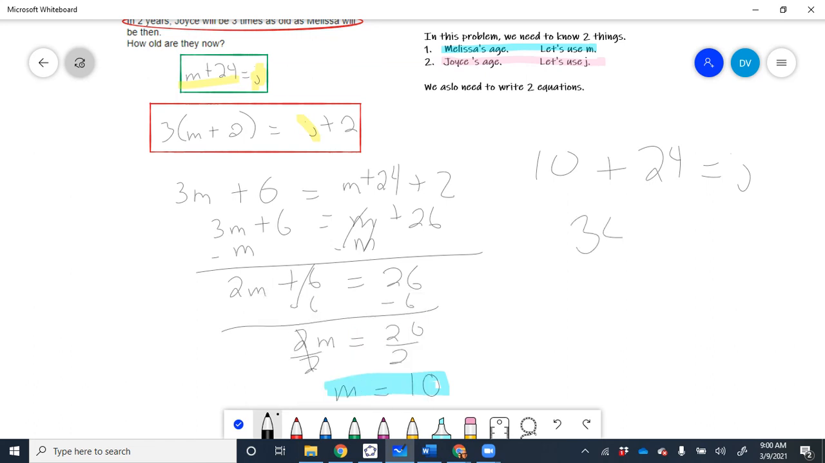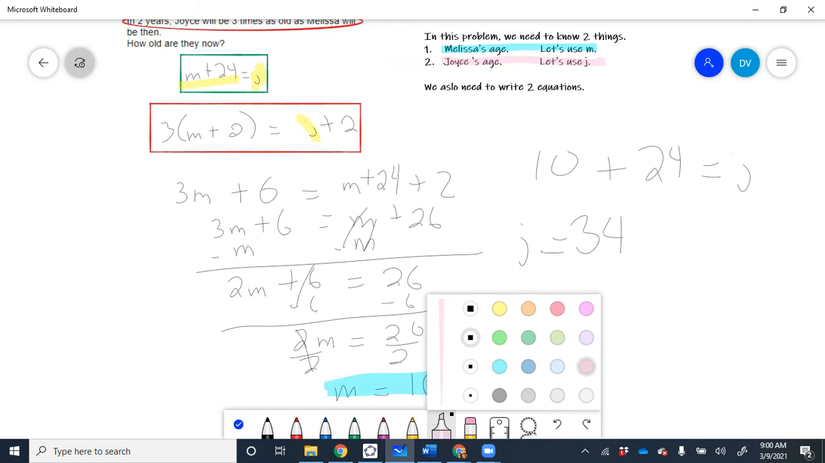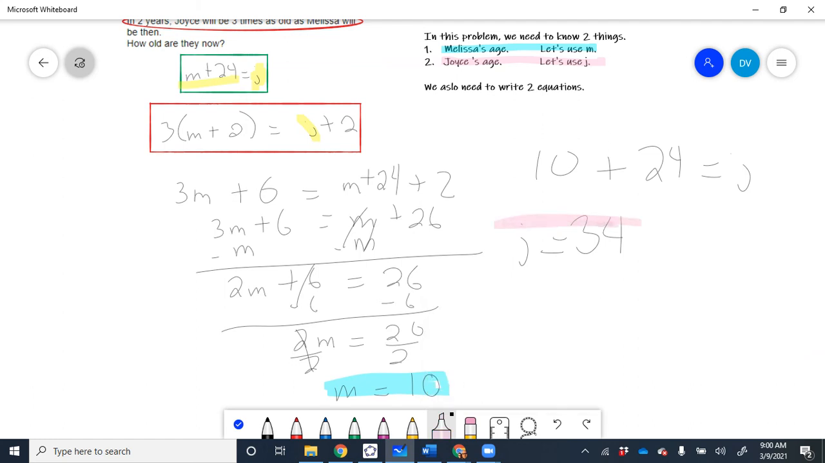So 34 is equal to J. And what pink did we use? That's the age of J, or Joyce. I was going to say Jenny. That's the age of Joyce. Joyce is 34 and Melissa is 10. Make sure you put them in that order when you put your answers in the box.